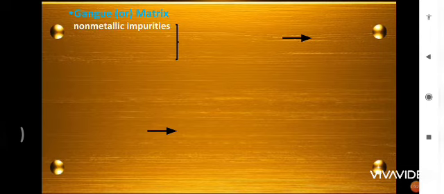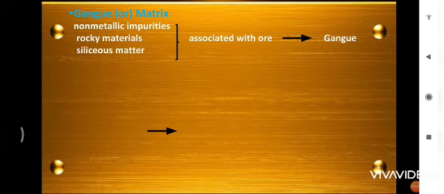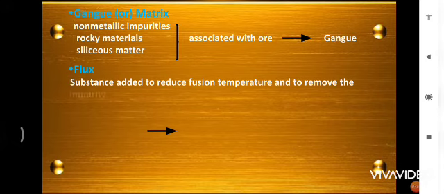And the next term is gangue or matrix. What is gangue? The non-metallic impurities, rocky materials and the siliceous matter associated with ore is called as gangue. Gangue is nothing but impurity. And what is flux? The flux is added to reduce the fusion temperature and to remove the impurity. So what is fusion temperature? Melting point is known as fusion temperature. So if you add a substance to reduce the fusion temperature, then that substance is known as flux.